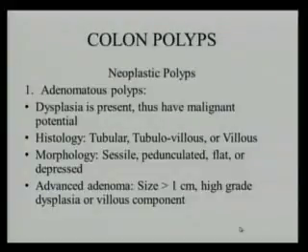How it looks in the scope, it can have different morphology. It can look like it has a little stalk, what we call a pedunculated polyp. It can be just hanging on the wall, what we call sessile. It can be very flat, almost the same as the wall of the colon. Or it can be depressed as if it's an ulcer in the colon.